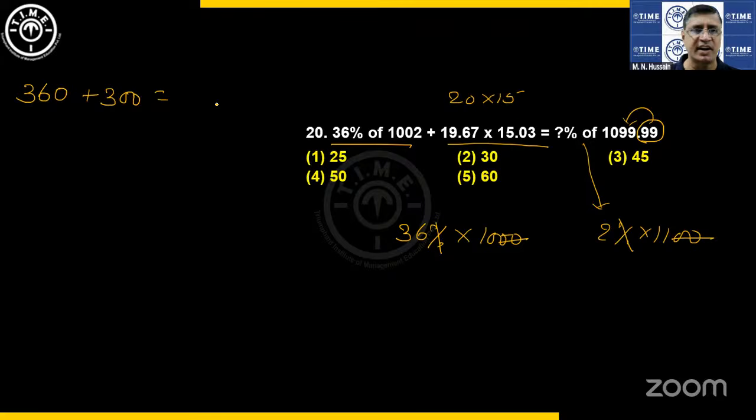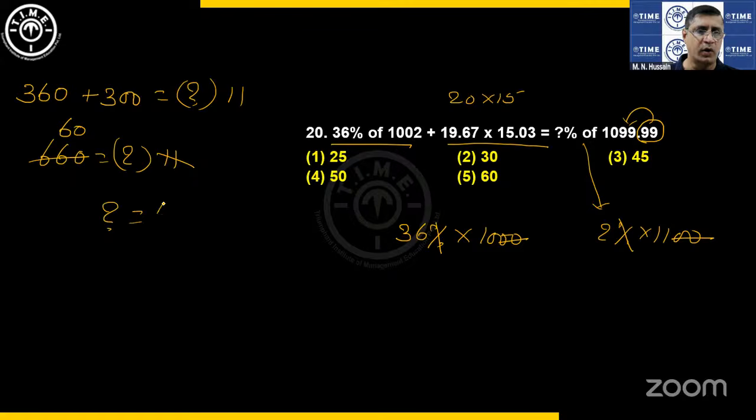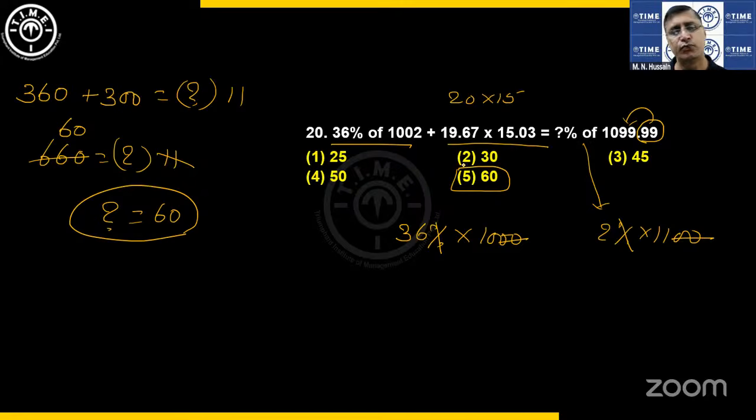Percentage and zeros get cancelled. So what is the result? Question mark into 11. 660 is equal to question mark into 11. 11 in 660 goes exactly 60 times. Now what is the result? The result is 60. 60 is the answer for this question. Choice 5. What is the right choice? 5. The fifth choice is the right option.